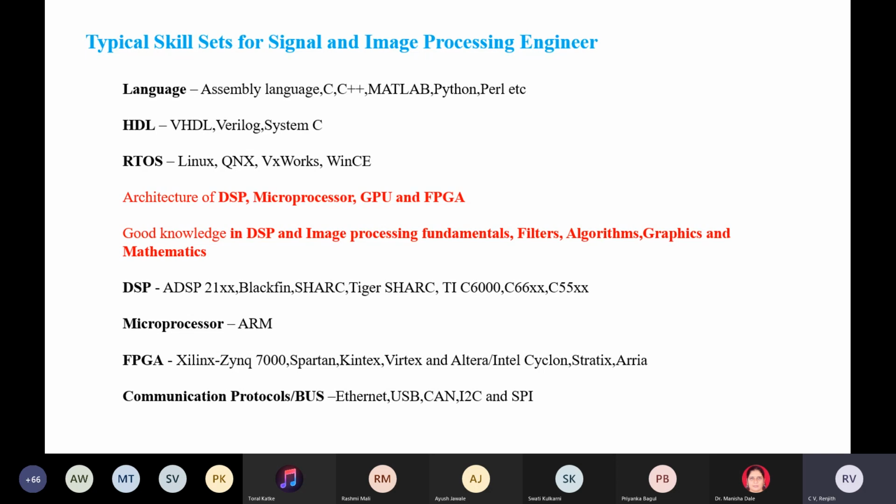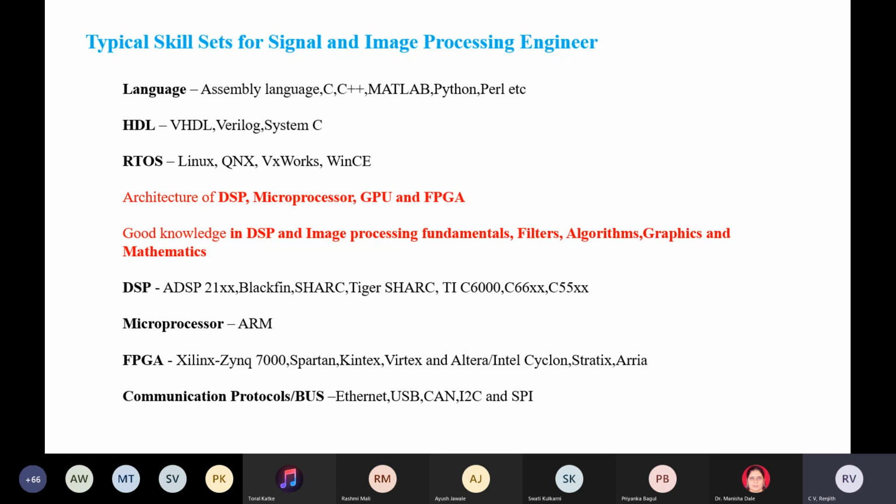The reason is that in various kinds of these applications, you will use DSP or sometimes high-end ARM processors or FPGAs. So you need to know the architecture. The reason is that a lot of initial signal processing or image processing is done in the hardware. Take the example of a CCTV or machine vision systems, where in the camera itself you do a lot of things. So it is done in the DSP or FPGA. So you must know that.